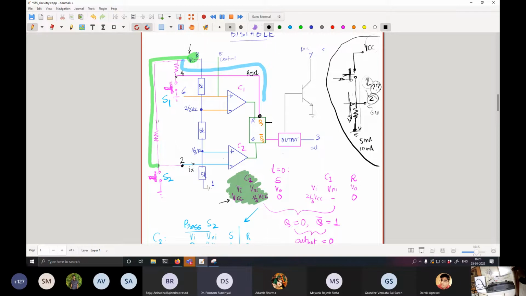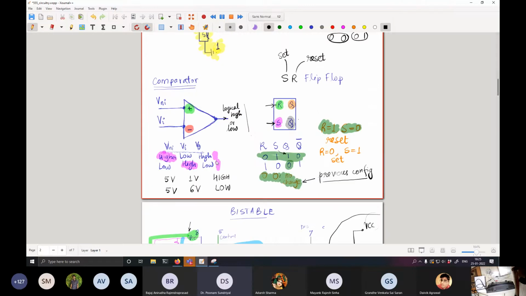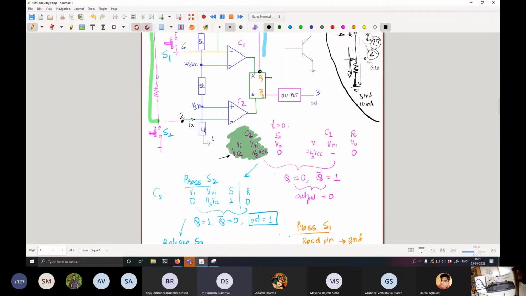The non-inverting input is lower than the inverting input. And we have already seen for a comparator, if the non-inverting input is lower than the inverting input, then the output is low. So the output will be low. So at t equal to 0, the state of S is low.